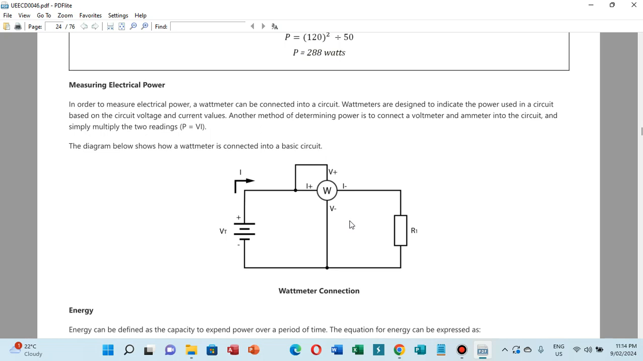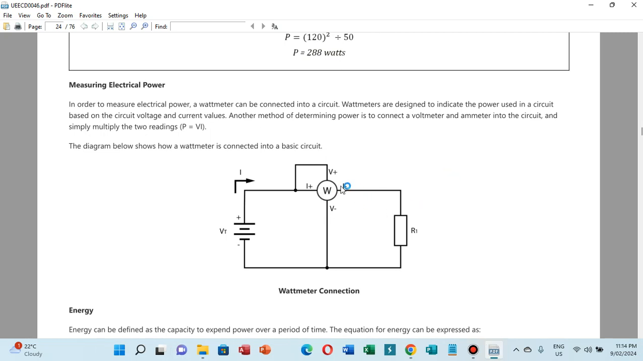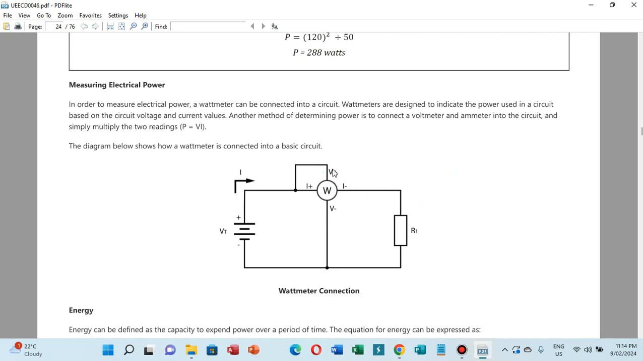Now, for measuring the power we can use a wattmeter. A wattmeter in this case has two coils. The current coil is connected in series with the load, and the potential coil is connected across the load. By this way, we can also measure the power consumed by the circuit. So this is the way we can measure the power.